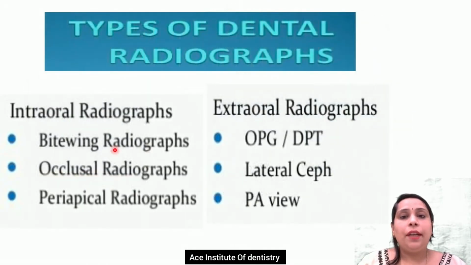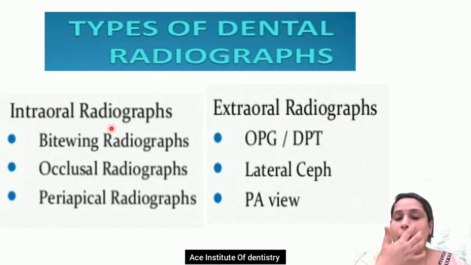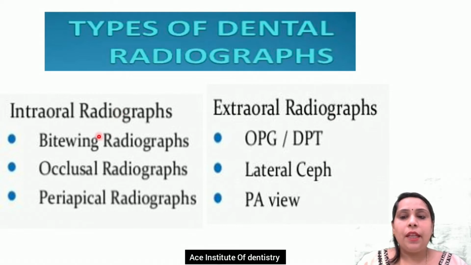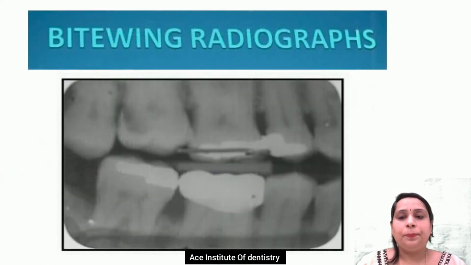Types of dental radiograph. Just now we have seen we have two types. One is intraoral radiograph, one is extraoral radiograph. In intraoral radiograph, all the films are placed in the mouth. In extraoral radiograph, it is placed outside. That's the main difference. Again, in intraoral, we have bitewing, occlusal, and periapical. Let us know in detail about it.